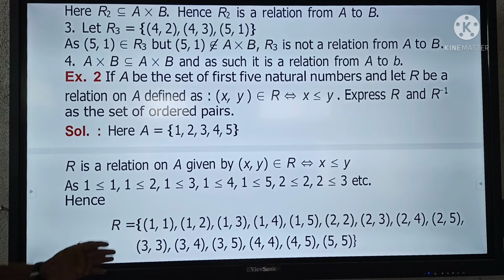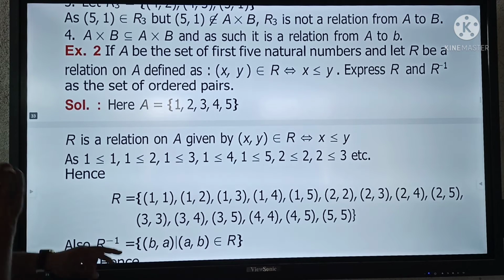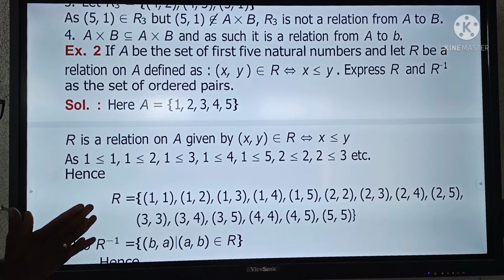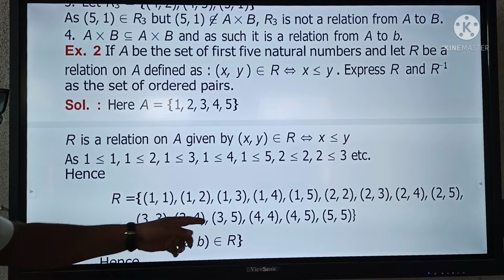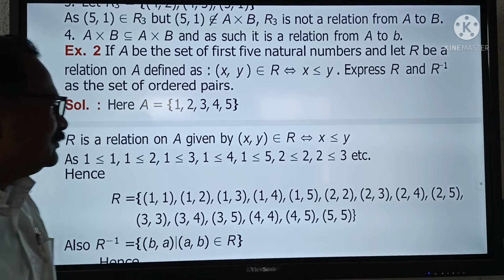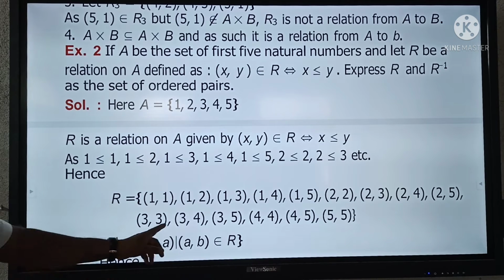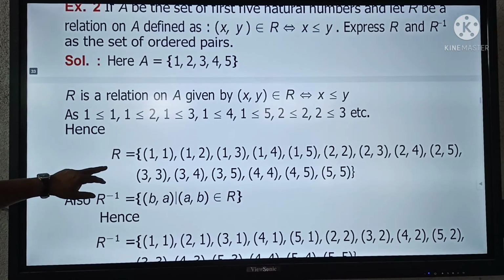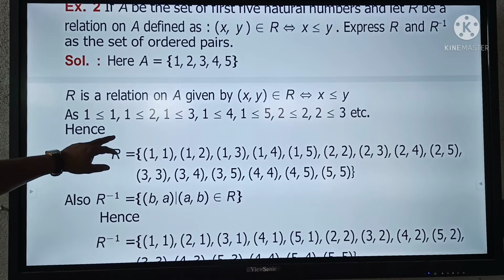1 is less than or equal to 1, 2 is less than or equal to 2, 3 is less than or equal to 3. So x must be less than or equal to y. That is (1, 1), (1, 2), (1, 3), (1, 4), (1, 5), (2, 2), (2, 3), (2, 4), (2, 5), (3, 3), (3, 4), (3, 5), (4, 4), (4, 5), (5, 5). So this is the relation R on the set A.